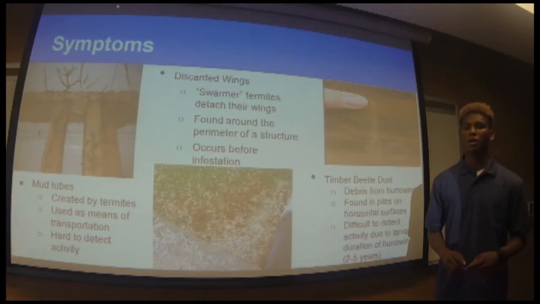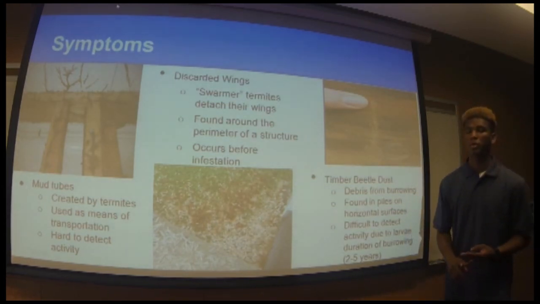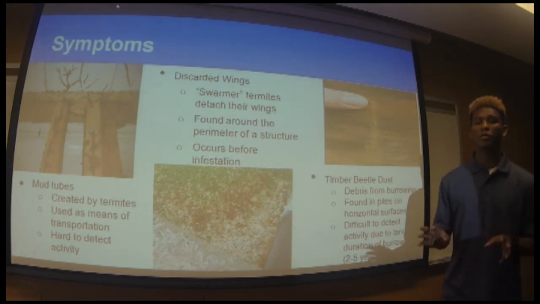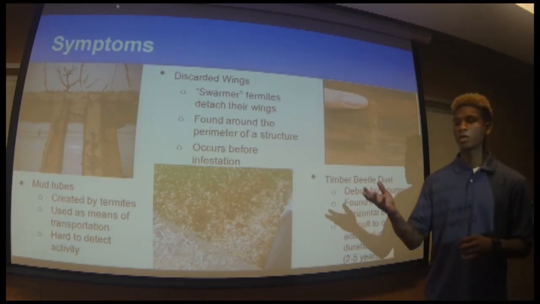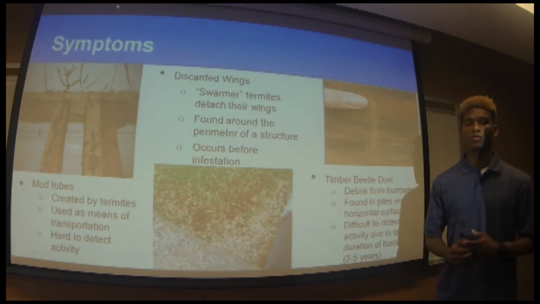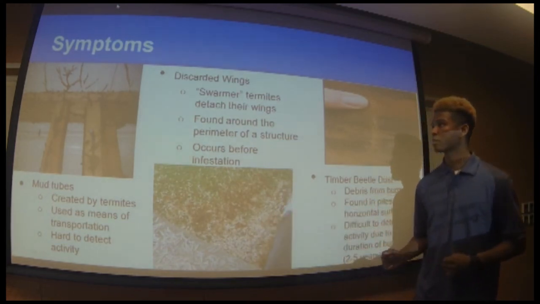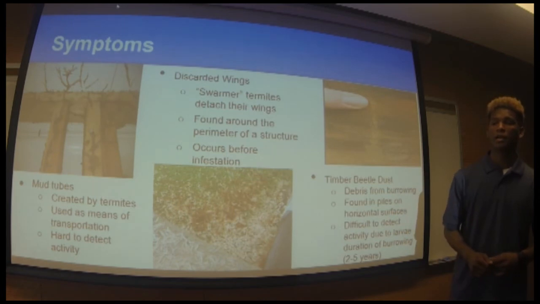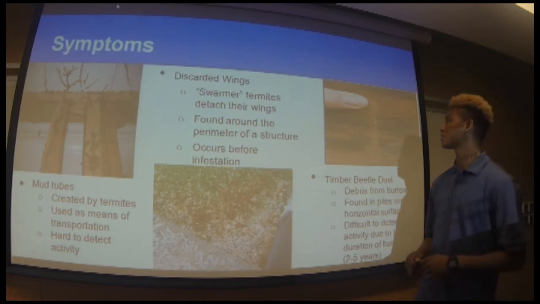Now, these discarded wings are from special swarmer termites. Within a termite colony, there are various roles, such as the soldiers, the workers, and the swarmers. The swarmers are responsible for venturing out from the colony and seeking new land, so to speak, whether that's new timber or a structure that has a lot of timber members that is very suitable for new colonization. And so if you ever see a pile of discarded wings, it's a very good sign that the structure has begun the infestation of termites.